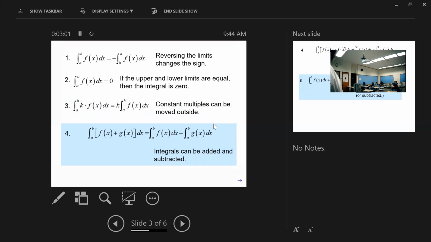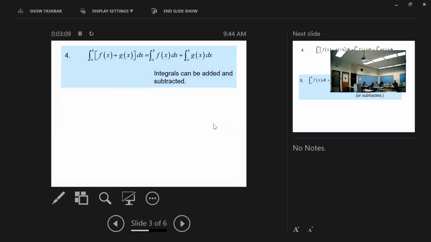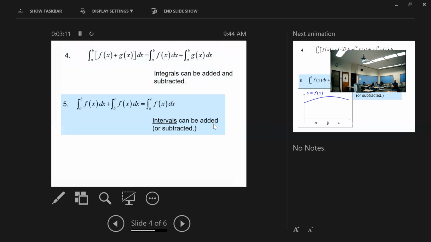The integral of the sum is the sum of the integrals, as long as the limits are the same. And then what? Well, if you go from A to B, and then you pick up and go from B to C, that's the same thing as going from A to C. There's a visual explanation of this. And you got to pay attention to the upper and lower limits.